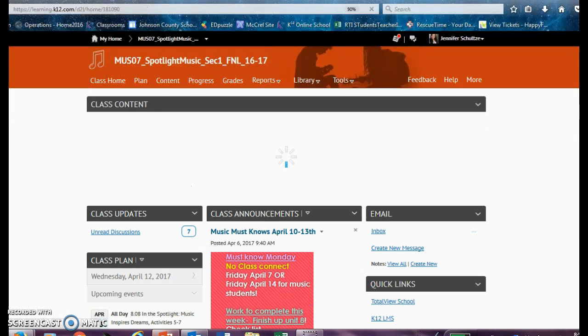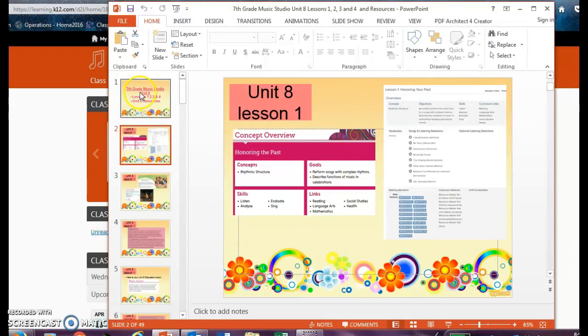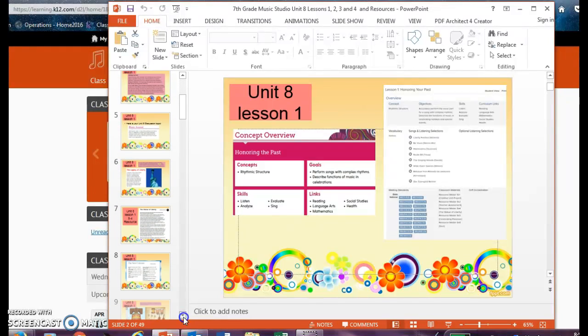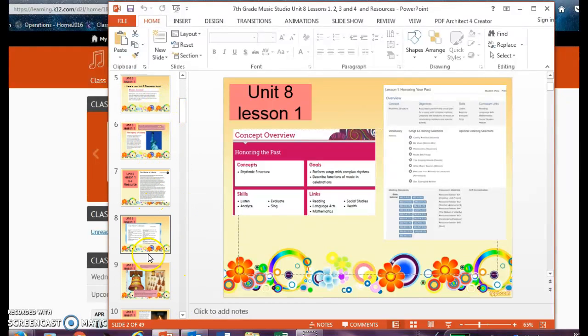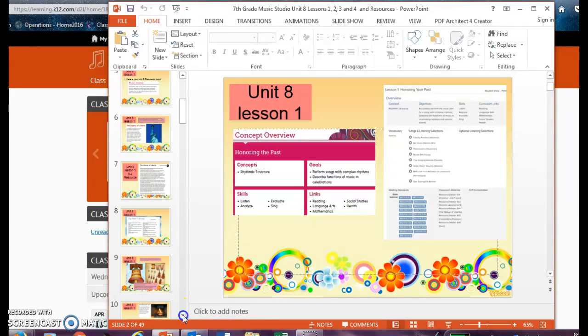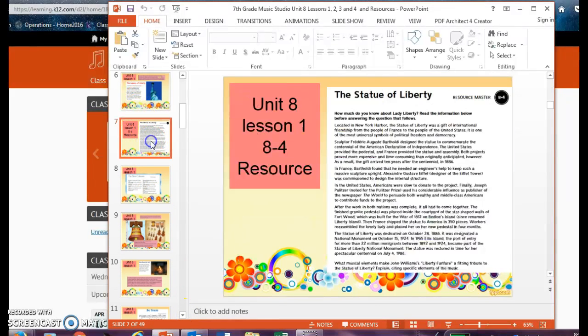Finally, I want to go ahead and show you those resources really quick here. Unit 1, Lesson 1. And what I've done here, I want you to see, is I've gone through each one of the topics, every one of the slides that you've done in Unit 1, just so you can see that. And then if there was a resource that you used right inside of that lesson, I put it right in the same order that you had it in your lesson. So Unit 8, Lesson 1, Resource 8.4 is actually in Unit 8, Lesson 1. So I put it in there in that same order. So that's on the Statue of Liberty.